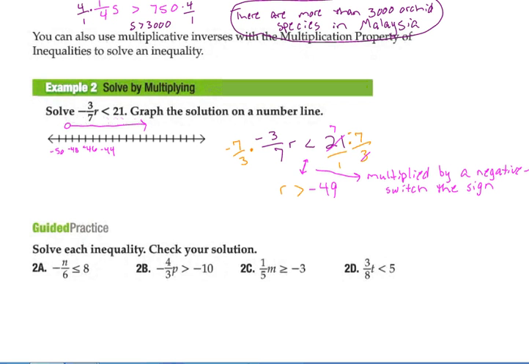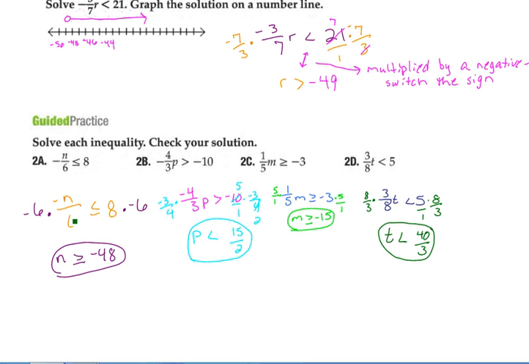Okay, let's compare these problems. This first one is negative n over 6 is less than 8. That means that we have to get rid of a denominator of 6. We also have to get rid of a negative sign. So I multiplied by a negative 6. Multiplying by a negative, I flipped that sign and I solved.